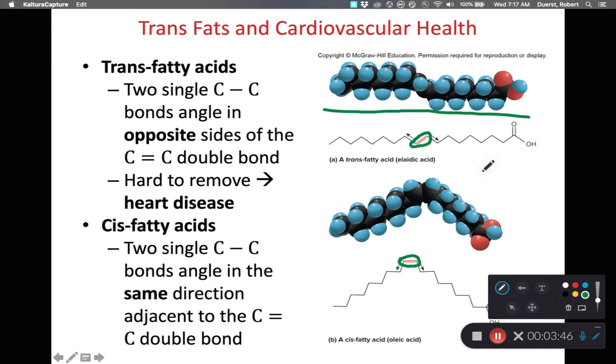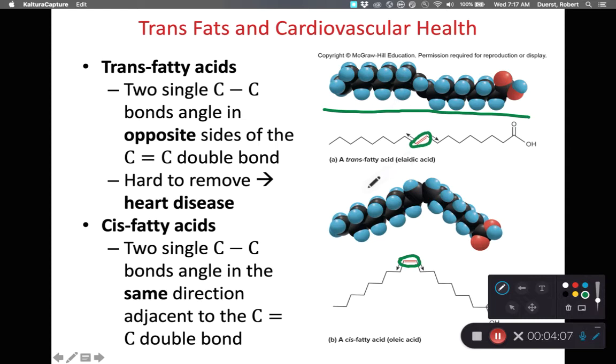Something else that is notable is that trans fats are not produced in nature. They're only produced artificially when we catalytically hydrogenate unsaturated fats. So when we think of trans fats, if you have partially hydrogenated oils, those partially hydrogenated oils by default will have trans fats present in them.